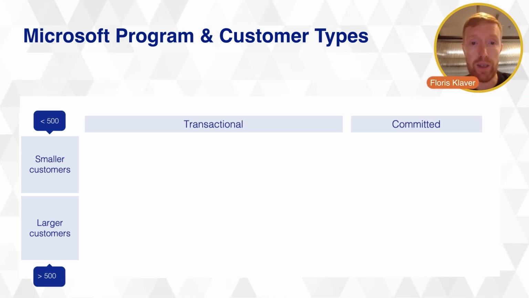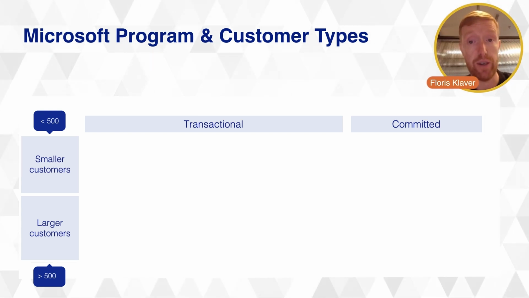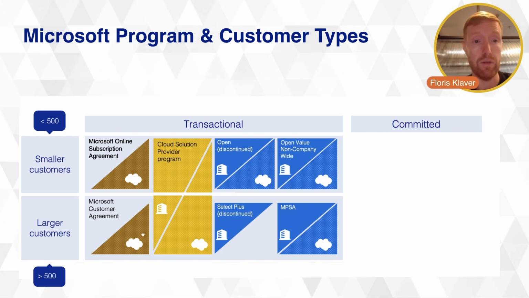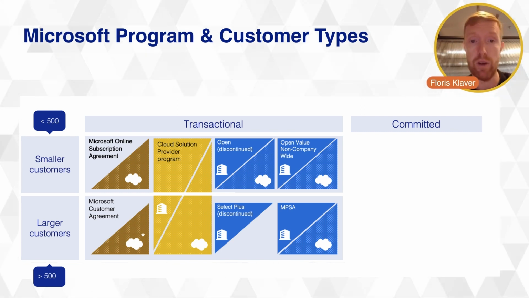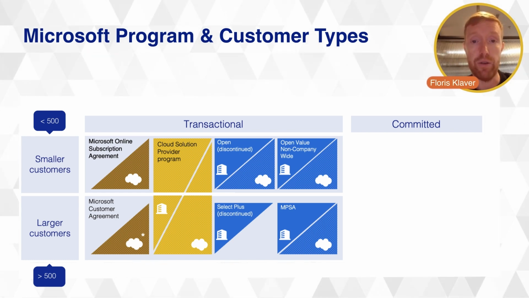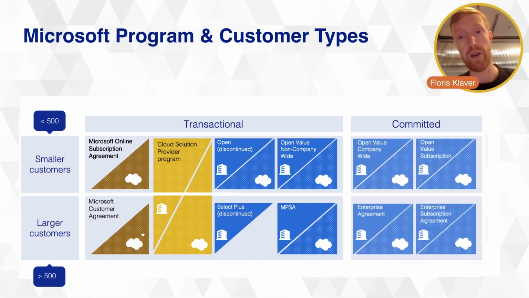And on the axis horizontally, you see a differentiation between transactional and committed. Transactional, like it says, I want a license for Office Pro Plus and just one. Those are the models that you want to investigate further because they allow you to not be stuck to a committed offer, which you see on the right-hand side.